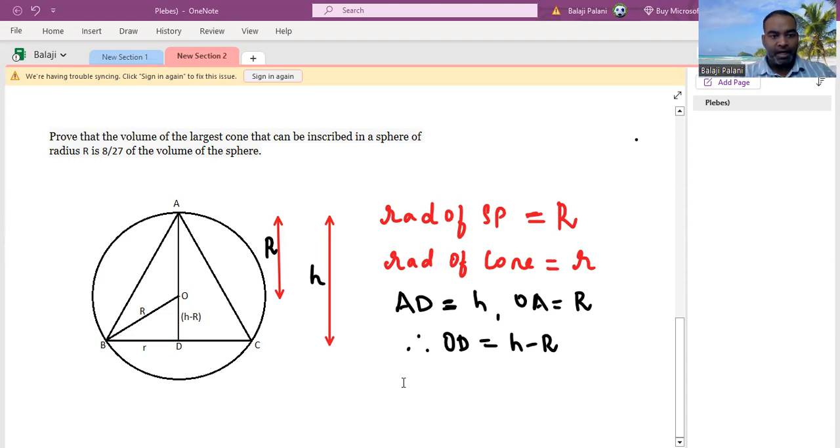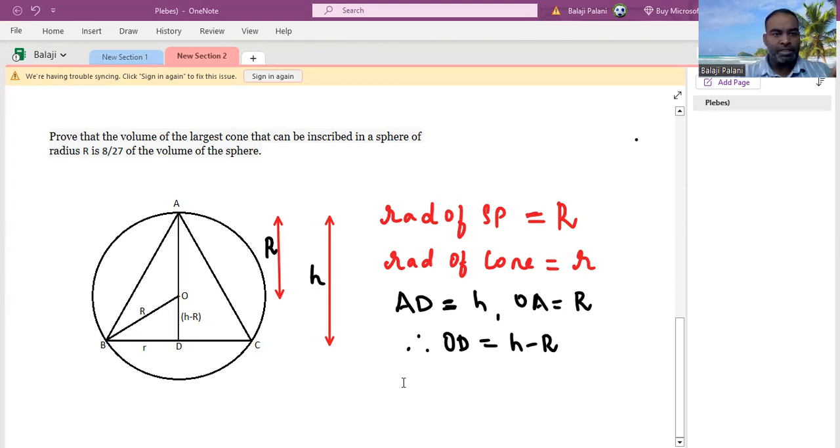The capital R is for the radius of the sphere. Don't swap the radii for the cone as well as for the sphere. It has to be properly named. Capital R is for the radius of the sphere. Therefore, small r I'm considering as the radius for the cone. And recently, I saw in a paper, small r was for the radius of the sphere. So go through the question very clearly.